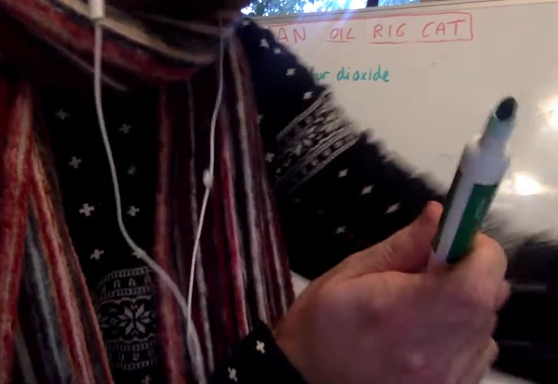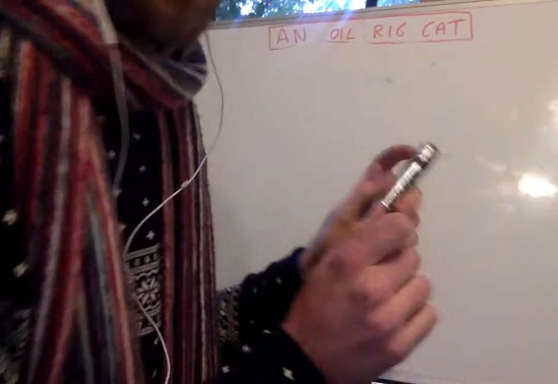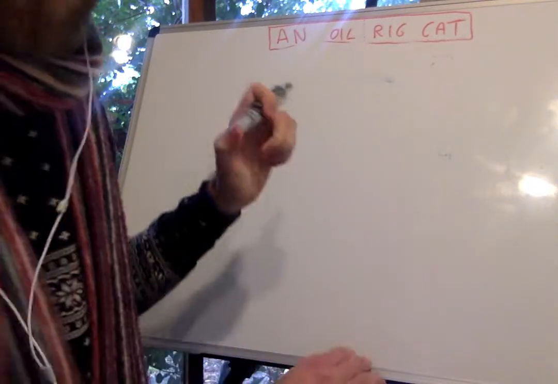Actually, why am I doing this in green? Let's go back to black. That's a much better color. Okay. And I just drew on the table. Well done. But don't worry, it's whiteboard markers.